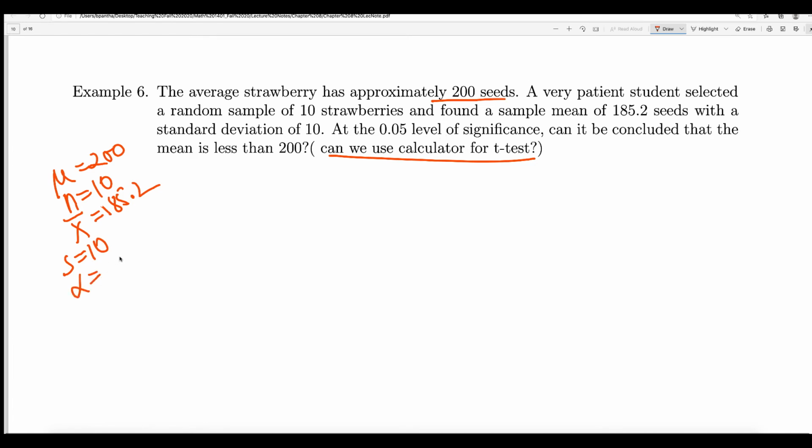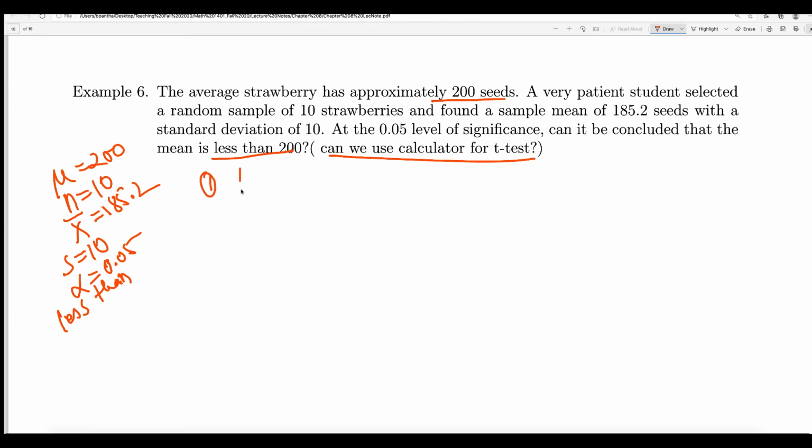At 0.05 level of significance, that is alpha. The level of significance is denoted by alpha, 0.05. Can it be concluded that the mean is less than 200? Okay, so it says less than. What does that mean? That means it is a left tail test, right? So less than means left tail test. So this is the alternative hypothesis.